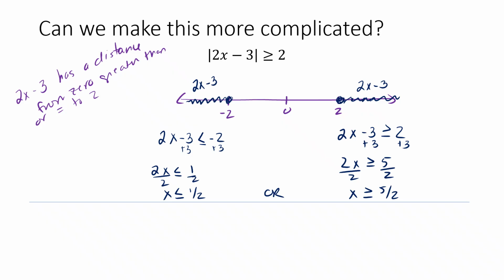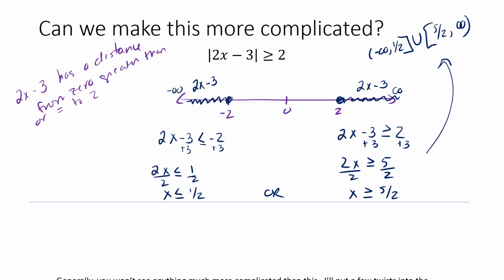So x is less than or equal to 1/2, or it is greater than or equal to 5/2. If you are doing this in interval notation, remember you've got your negative infinity and positive infinity. I don't have a great spot to write that, so I'll write it up here. So it's negative infinity to 1/2, union with 5/2 to infinity. So that would be your interval notation. Oh, wait a minute, I made a mistake. It's "or equal to," so it's a bracket. So we use a bracket, there we go. Fixed. Okay, so that's how that would work.